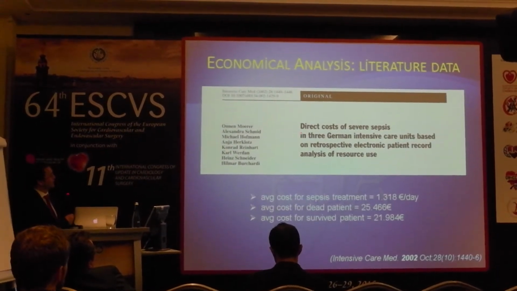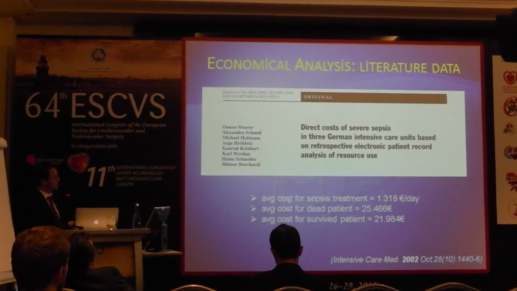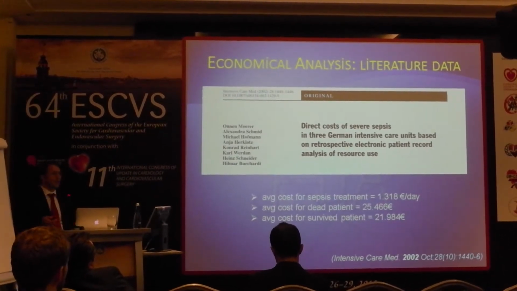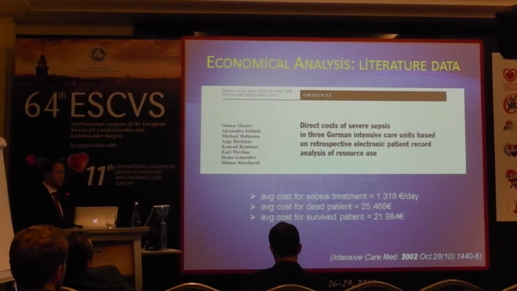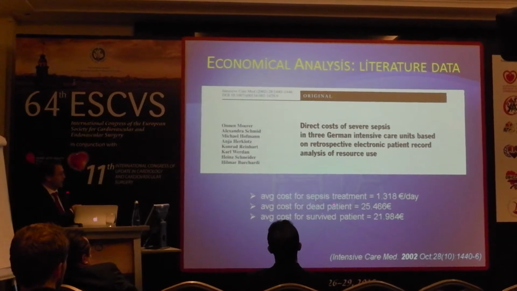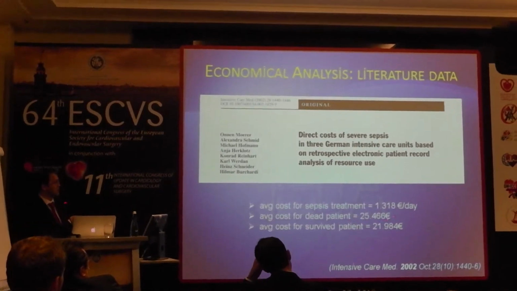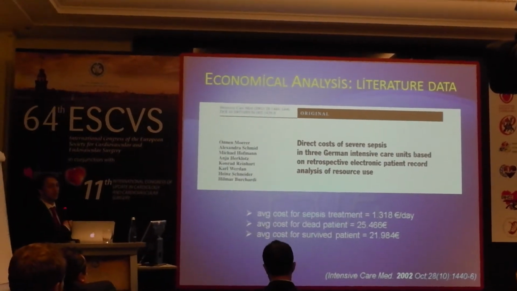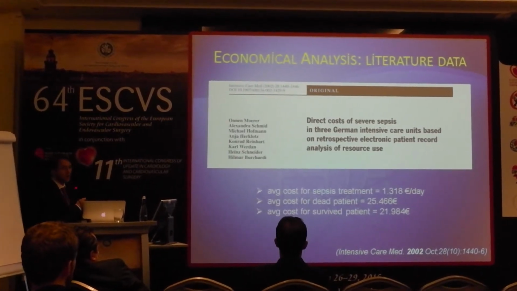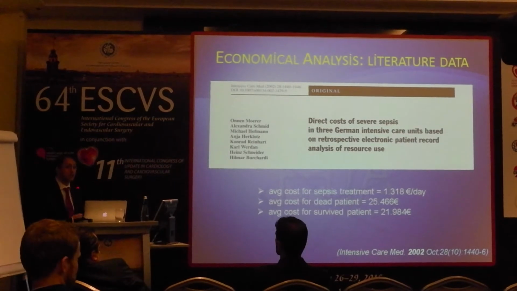This is a German paper. Well, it tells us the average cost for a septic treatment. So, a patient in the ICU with a sepsis costs us 1,300 euros a day. And if the patient at the end is dead, it costs usually 25,000 euros total, and if he survives, 21,000. So it's quite a big cost for one patient.